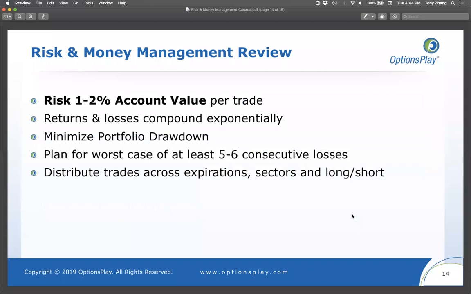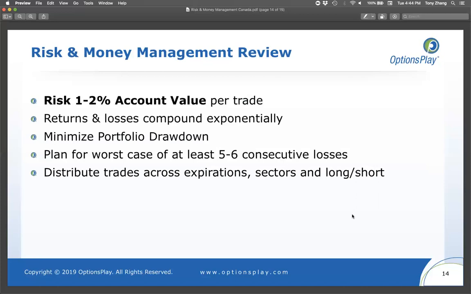So just to review everything that we're talking about, the golden rule of risk management: risk no more than 1 to 2% of your account per trade. Remember that returns and losses are compounded exponentially, and it's a really powerful function that can help you grow your returns. However, if your losses start compounding, you won't have an opportunity to grow your returns.